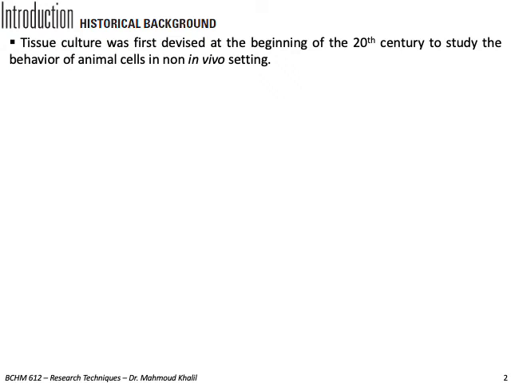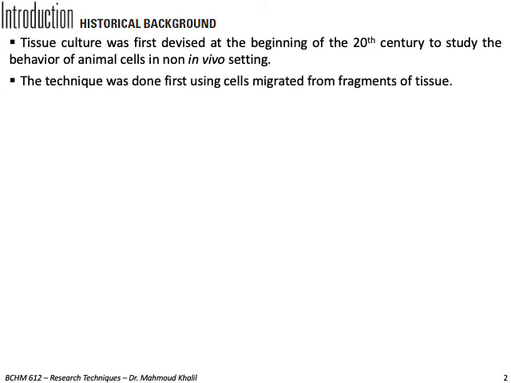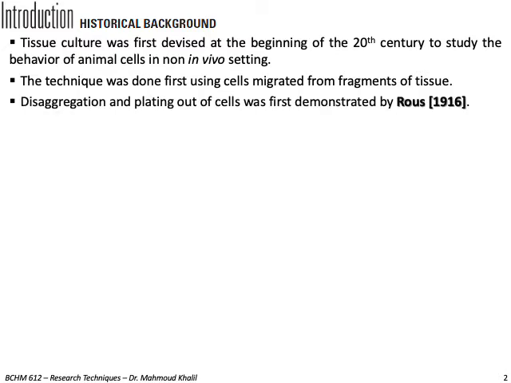Hi, we'll start our lecture about tissue culture by a brief introduction and historical background. Tissue culture was first devised at the beginning of the 20th century to study the behavior of animal cells in a non-in vivo setting. The technique was done first using cells migrated from fragments of tissue. This segregation and plating out of cells was first demonstrated by Rowe 1916.